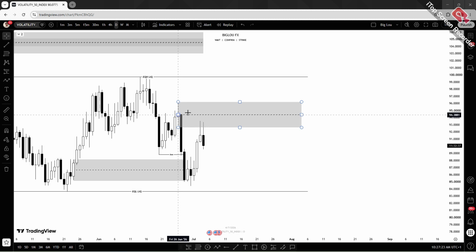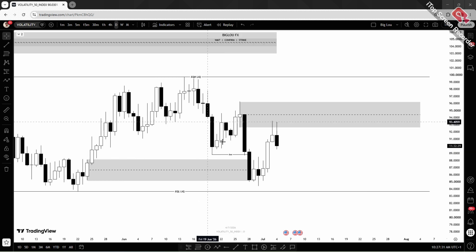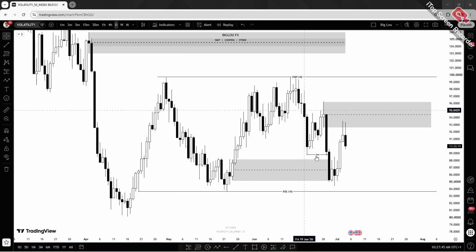Now we can see the supply zone where market sold from and broke the structure. Remember, I said a valid zone is a zone that did what? That broke structure. We can see the supply zone. We can see price was bearish here. From here, price was bearish and got into a bearish structure. This is the daily time frame. So we can see this bearish structure. Price is in a range, but inside of this range, we have a bearish structure.